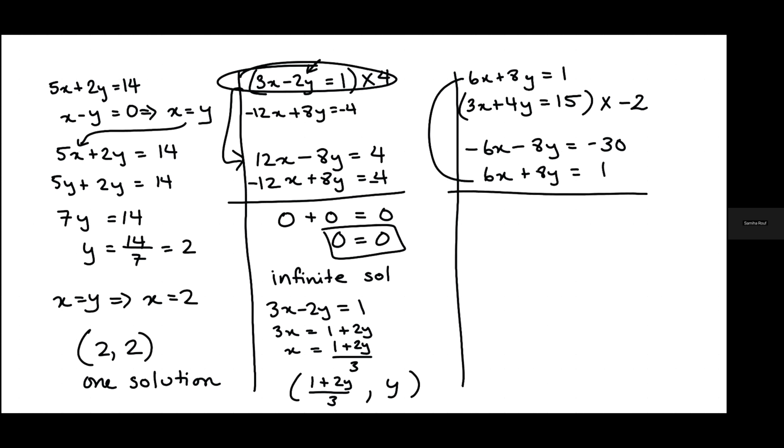The x and y terms cancel out, and we're left with 0 equals negative 29. This is a contradiction, so this would be no solution. Okay, and that's it for the last one.